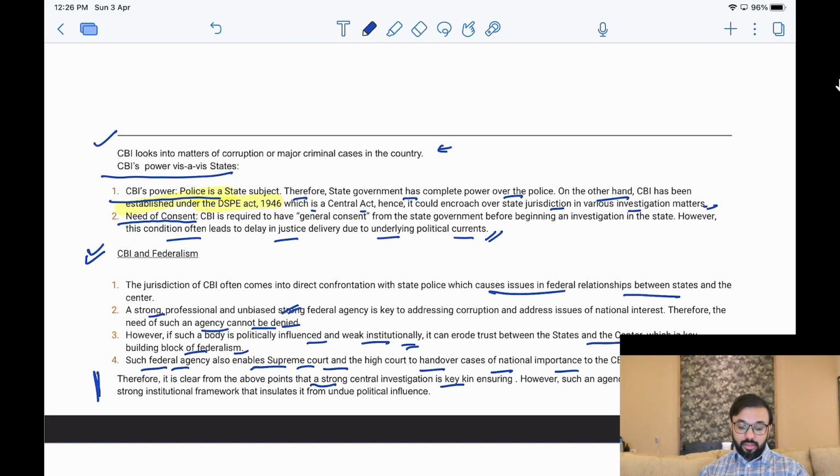Okay, now this is the conclusion. Therefore it is clear from the above points that a strong central investigation agency is key in ensuring justice. I think I missed some points here. Justice delivery. However, such an agency should also have a strong institutional framework that insulates it from undue political influence.